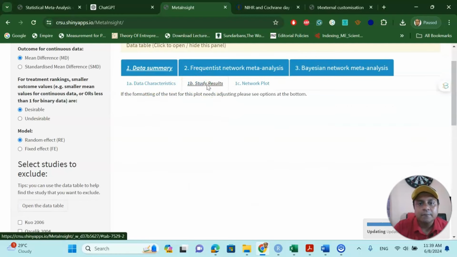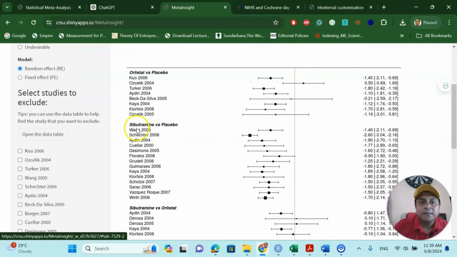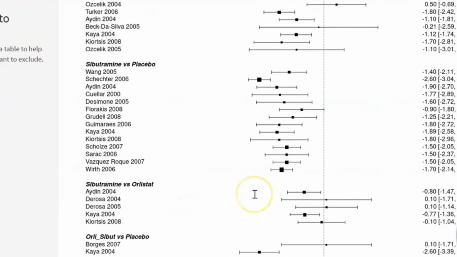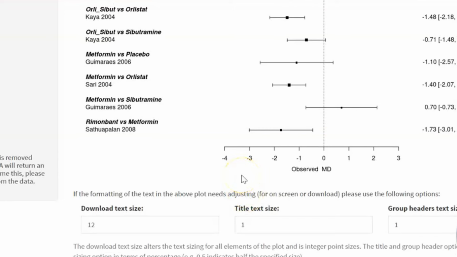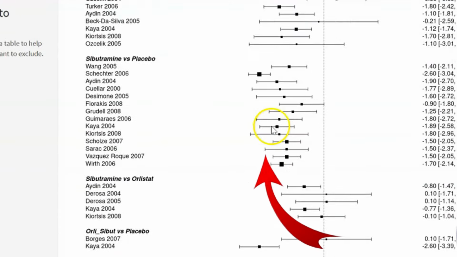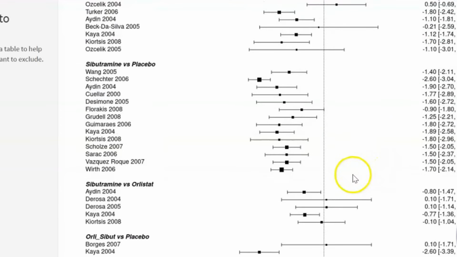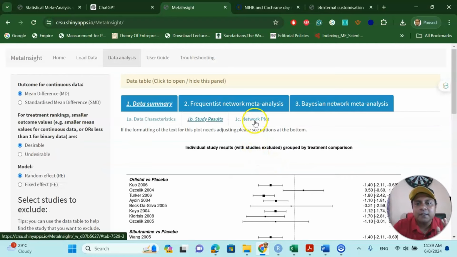But first, these are the data characteristics. Go to the study results. There you will see the forest plot showing the comparisons: oldicid versus placebo, cibotrimine versus placebo, and other drugs, for example metformin versus placebo. They show what is in favor of the medication and what is the normal placebo state. In this case, on the left-hand side there is more effect of the drugs compared to the right-hand side of the forest plot. So from that forest plot, we understand there is a significant impact of the medication on the treatment group.